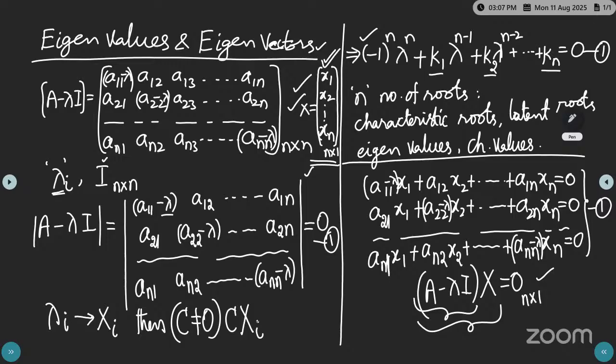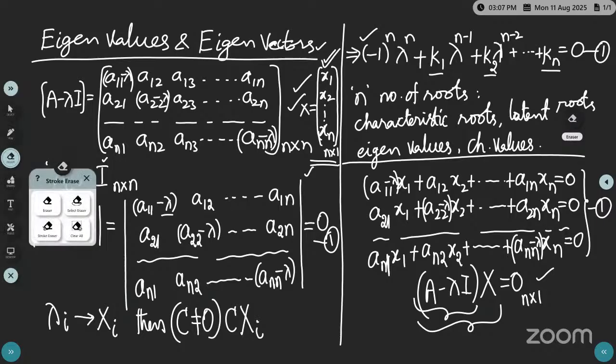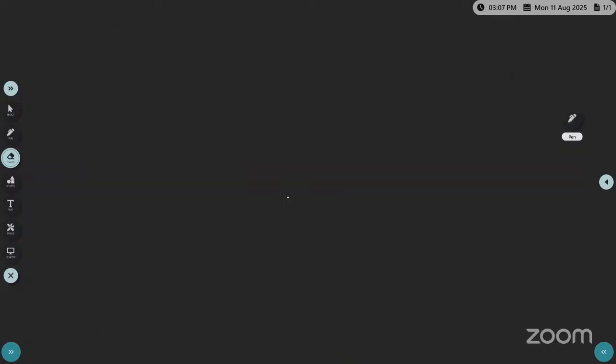Find the eigenvalues and eigenvectors of the given matrix 1, 2, 2, 4. Is it a square matrix or not? Right, it is a square matrix.